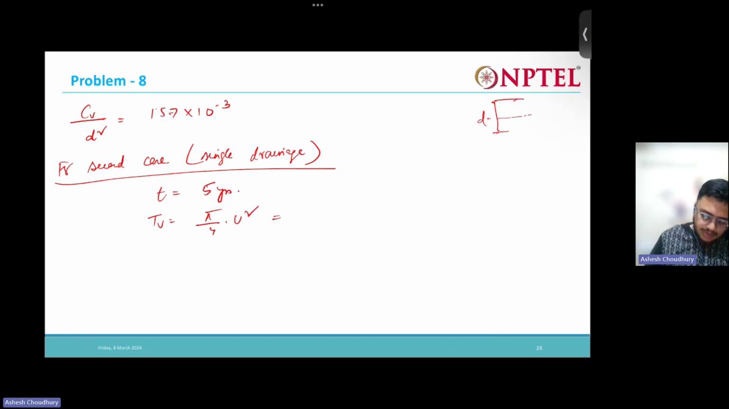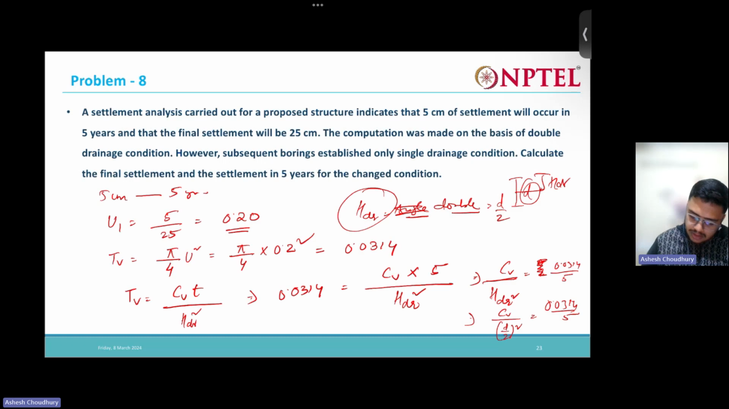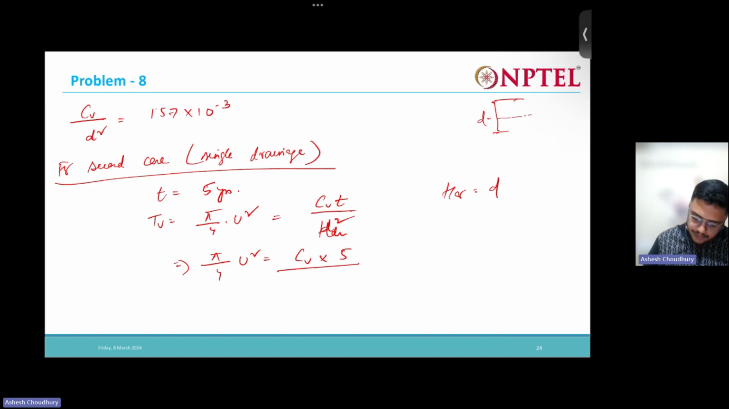Okay, now this is equal to what? TV is equal to CV T by D square, you can equate to this. Now single drainage. If you write this again, CV into 5 by HDR, what is HDR? Now HDR is equal to D. Here HDR was equal to D by 2, but now it's equal to D, so D square.